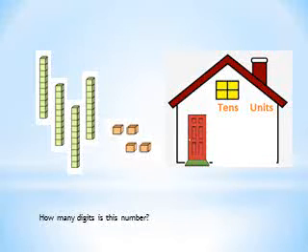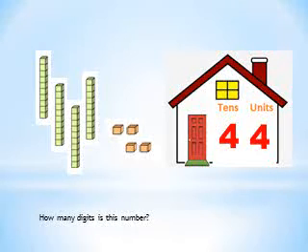Now let's read this number. Always start with the tens and then count the units. How many tens do I have? 1, 2, 3, 4. So I will write 4 in the tens room. How many units do I have? 1, 2, 3, 4. So I will write 4 in the units room.